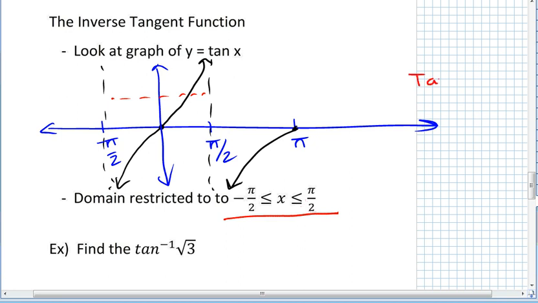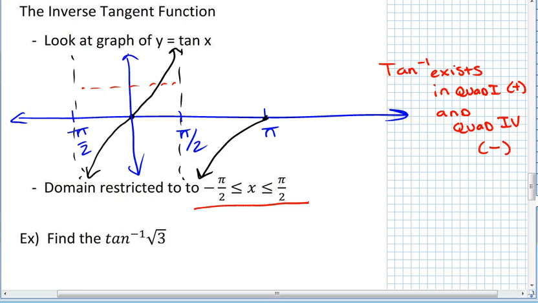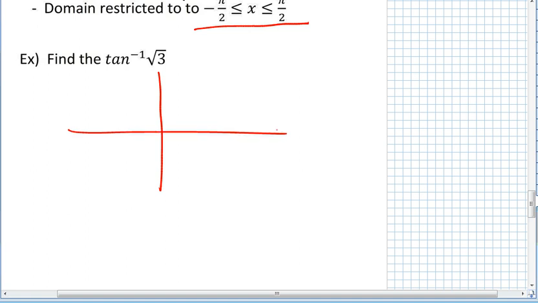So basically, the tangent inverse exists in quadrant 1 and quadrant 4. In quadrant 1 it's positive, in quadrant 4 it's negative. So it's the same quadrants as the sine inverse. So finding the tangent inverse of square root of 3, you know it's in the first quadrant. And remember, tangent's opposite over adjacent, so it's square root of 3 and 1. So that means this is 60, and 60 degrees is equal to pi over 3.